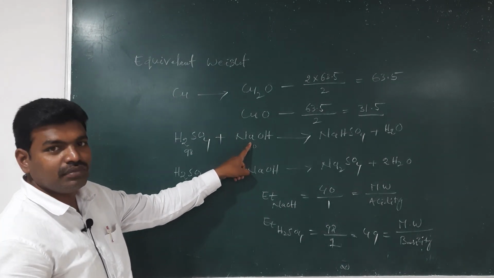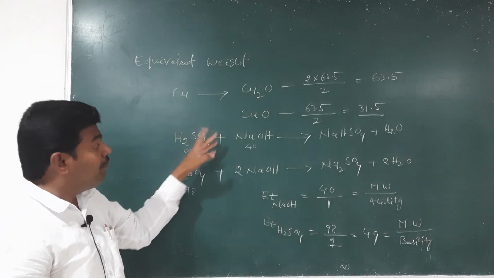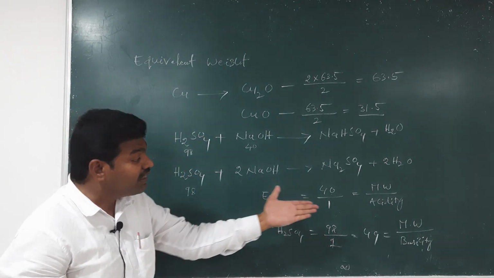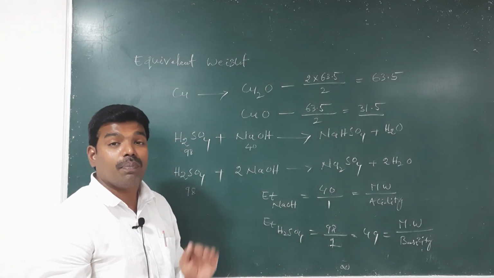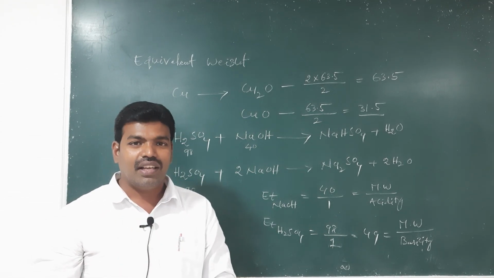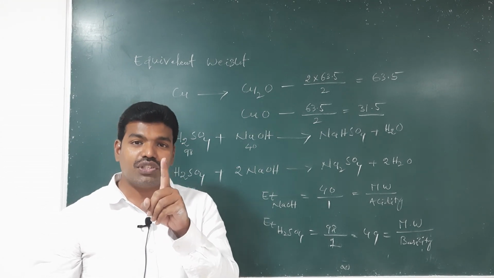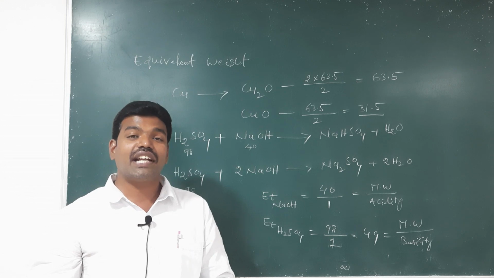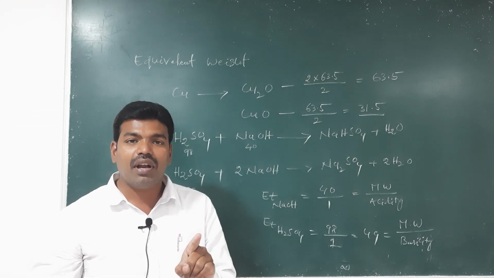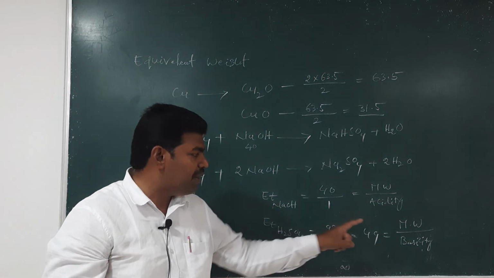NaOH, it displaces one, a base replaces hydrogen. That is why that is basicity. So, basicity is the number of replaceable hydrogens and acidity is the number of replaceable OH groups. So, that is why we write the formula: equivalent weight of acids is equal to molecular weight by basicity.